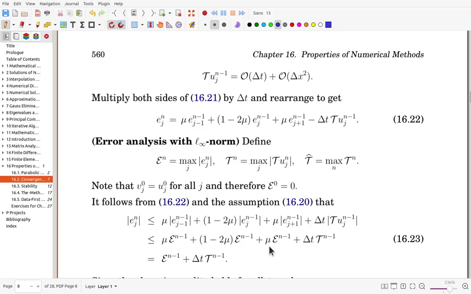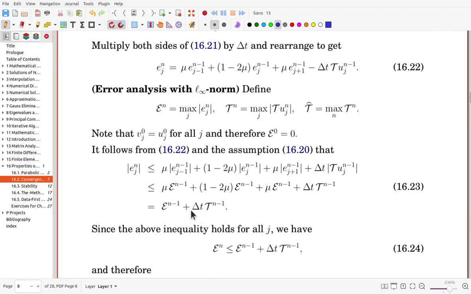So we reach this one. Of course, this is an inequality, not an equality, because we took the maximum over the spatial direction. Now, if we combine these three terms, mu, 1 minus 2 mu, and mu, the coefficient must be 1. So we have 1 times E^(n-1) plus this term, and we reach this equation.